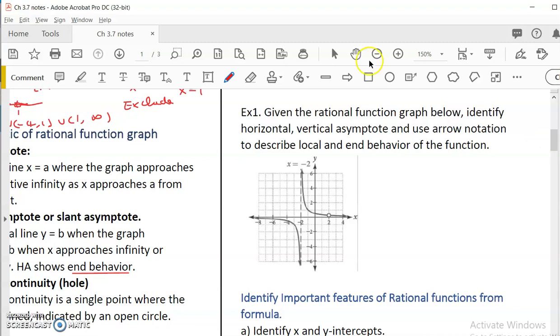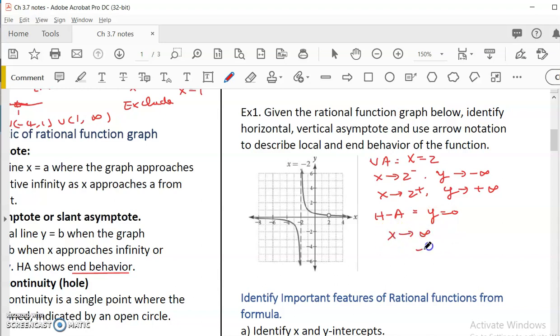So we have this graph. Can we find what the vertical asymptote is? Clearly, the vertical asymptote is x equal to negative 2, right? And then the local behavior is when x approaches negative 2 from the left, the graph shoots down, right? y approaches negative infinity. When x approaches negative 2 from the right, y approaches positive infinity. And then what is the horizontal asymptote? The horizontal asymptote is y equal to 0, so it flattens around 0. When x approaches infinity and also negative infinity, y approaches 0. So that's how we describe them. We use arrow notation.